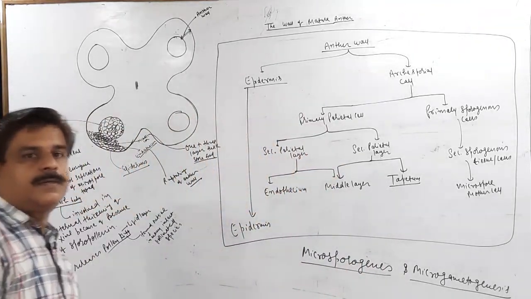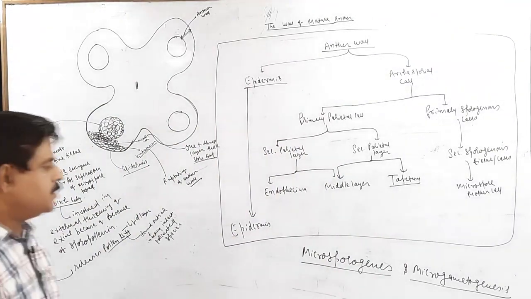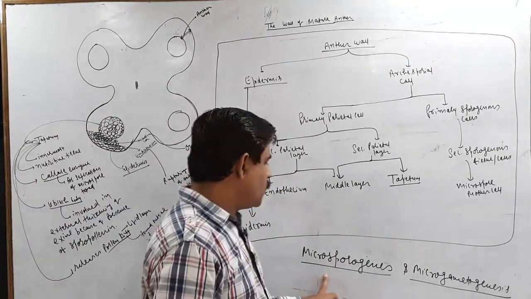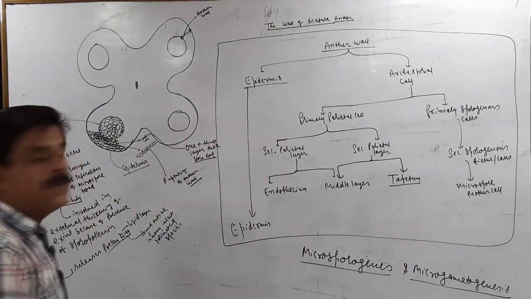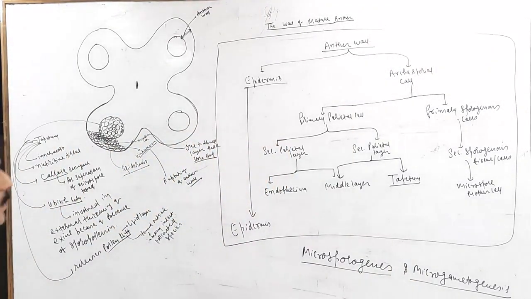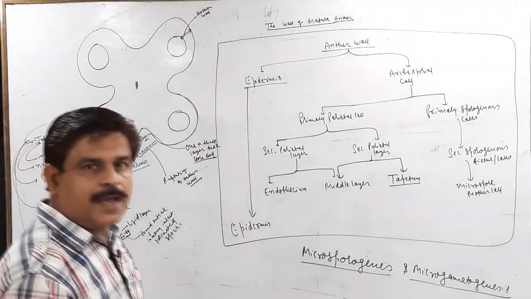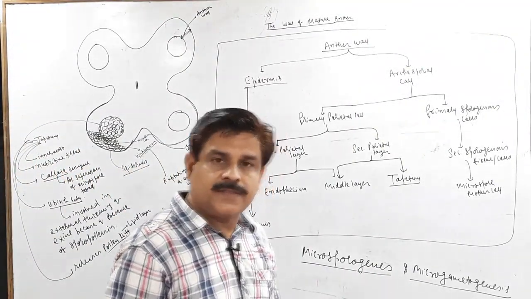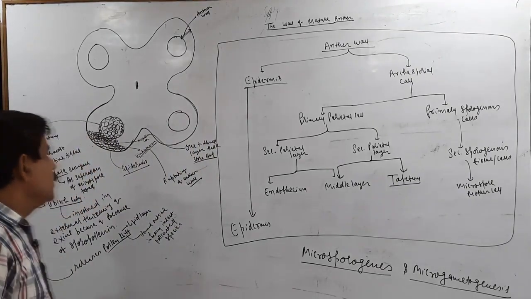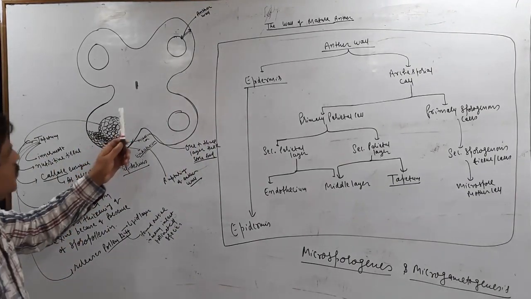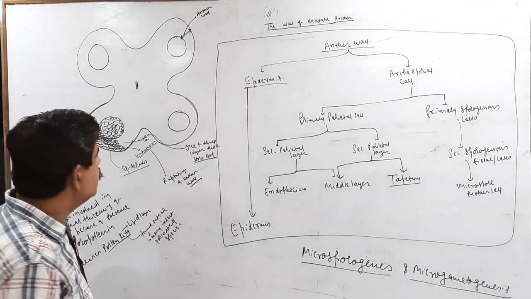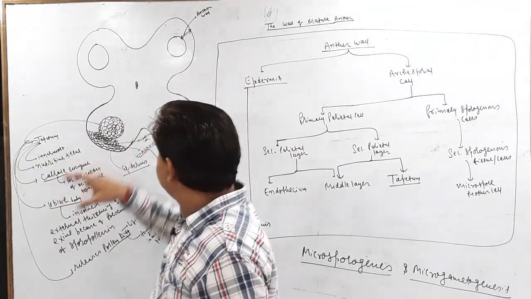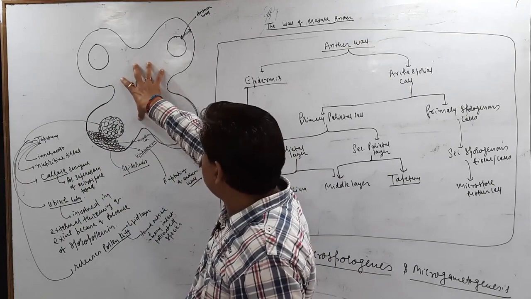In this part, we will discuss microsporogenesis and microgametogenesis. In the previous video, we discussed the floral parts and internal structure of the anther. This is the same diagram which we made in the previous part. This is the internal structure of a mature anther.